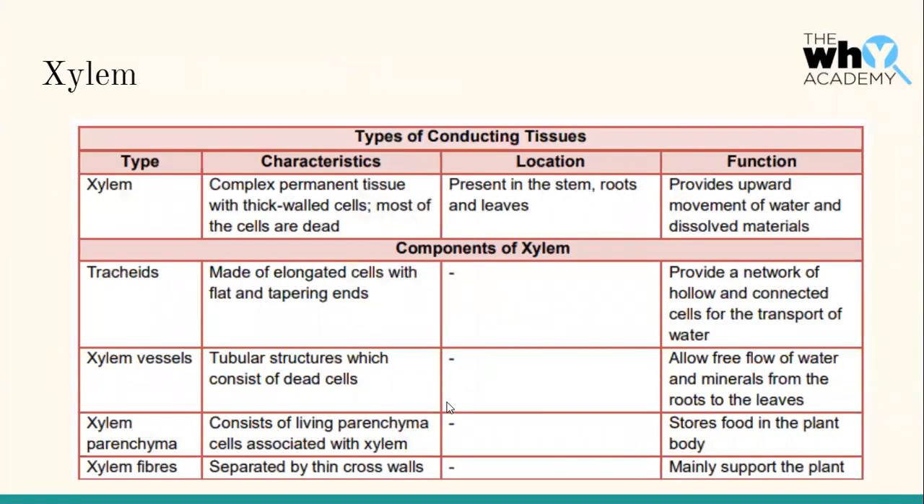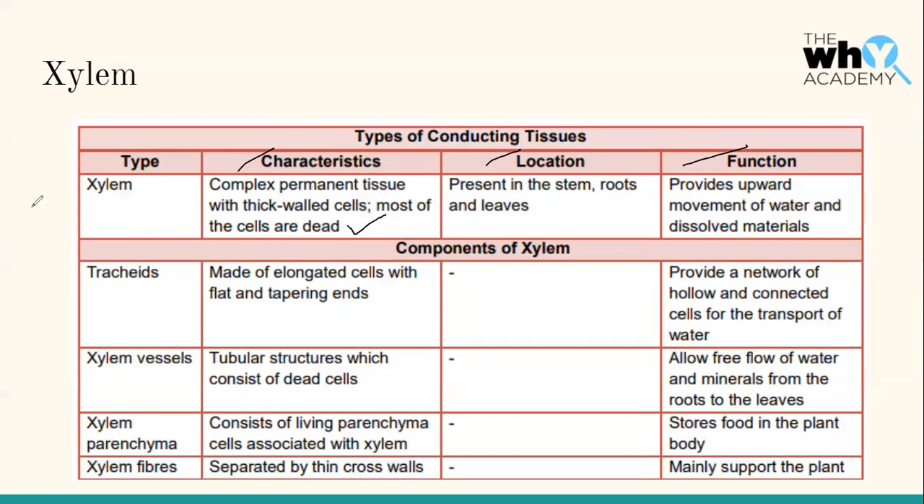Okay, so this table has the different types, or basically components of xylem. So first thing here is what I had told you yesterday, that you need to remember three things for every tissue. One is characteristic, location, and function, right? So it is given here, right? So characteristics of xylem is it is thick walled cells, and most of the cells are dead, right? It is present in stem, roots, and leaves, basically everywhere, right? Because it's a transporting tissue, so it has to be present everywhere. And its function is it is involved in the movement of water and minerals.